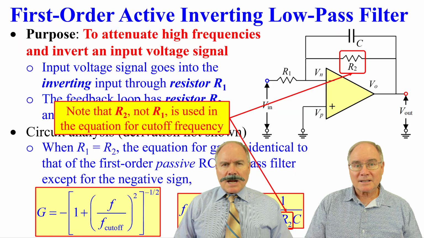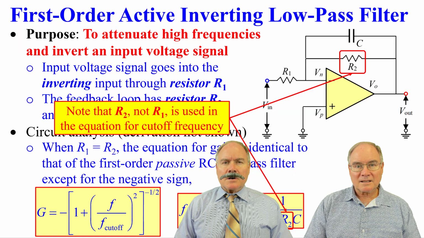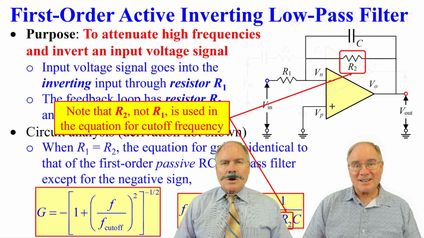Sir, would we get the same output if we put a passive RC circuit in series with an inverter? That's right, Sean. The passive RC circuit would give us the gain, and the inverter would give us the negative sign. So the net result is identical. Thank you, sir. You're welcome, Sean.